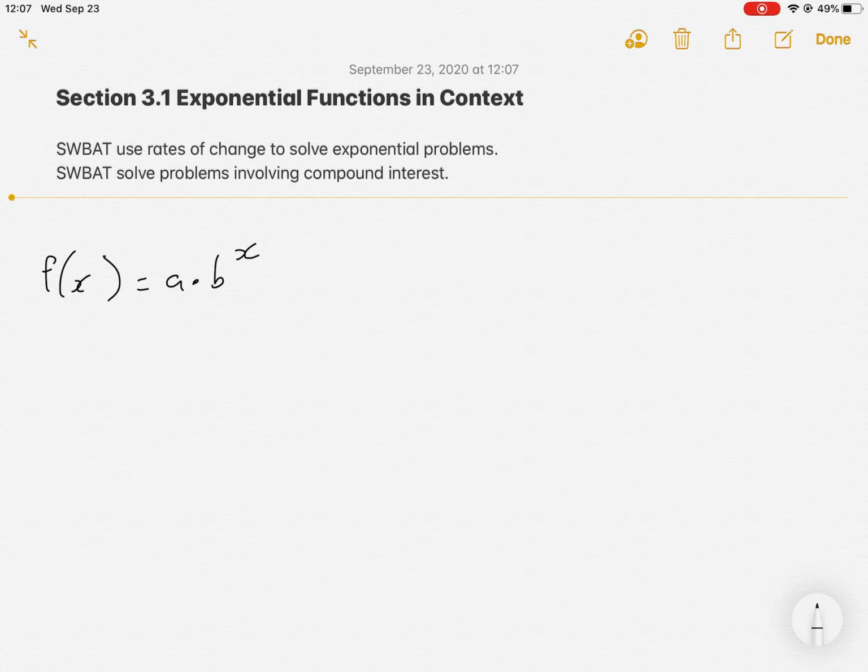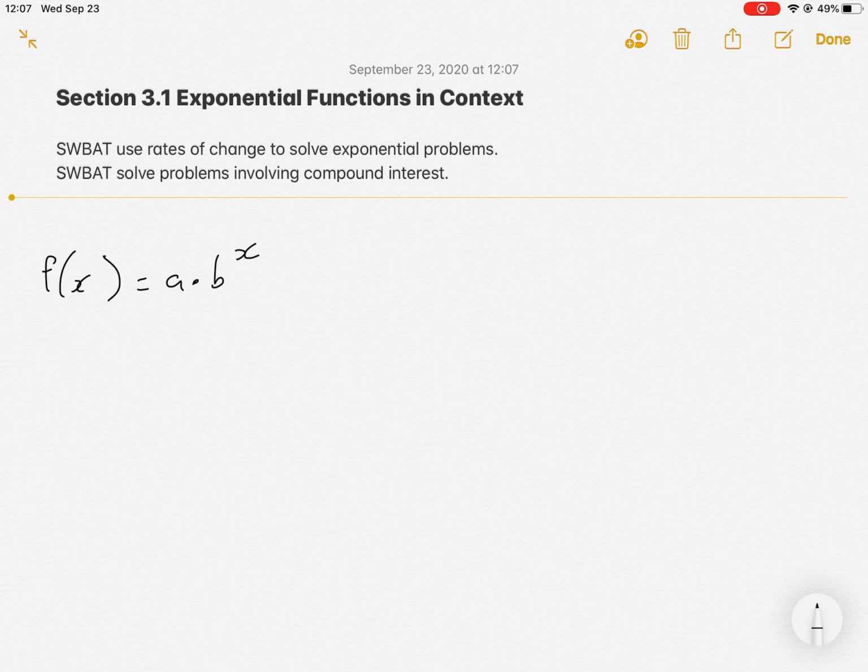All right, so in this video, we are going to be talking more about section 3.1, and we'll be solving exponential functions in context. So my goal is for you all to be able to use rate of change to solve exponential problems, and also to be able to solve problems involving compound interest.